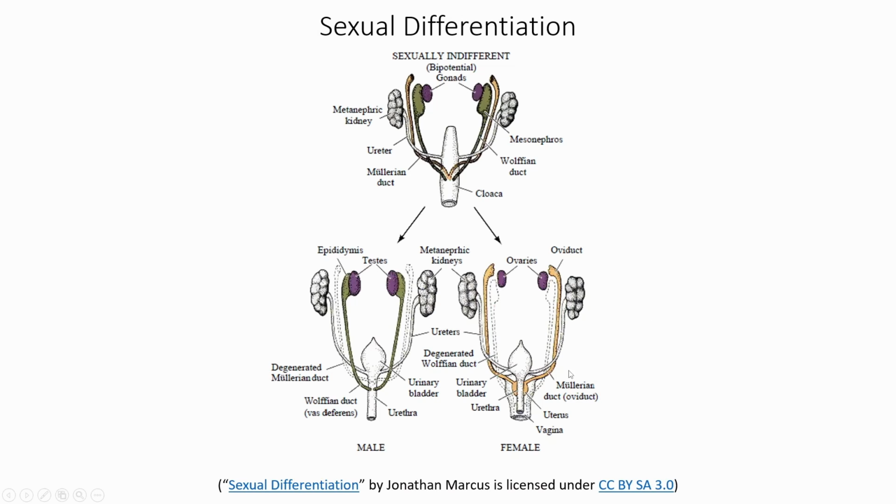So big difference there, right? Big difference in terms of how we develop. It's literally just which tubes do you keep and which do you get rid of, and it all comes down to this SRY gene found on the Y chromosome. Now, there are other things that come into play here as well.